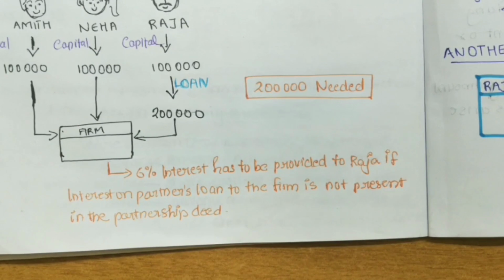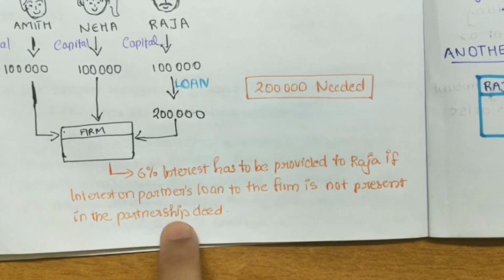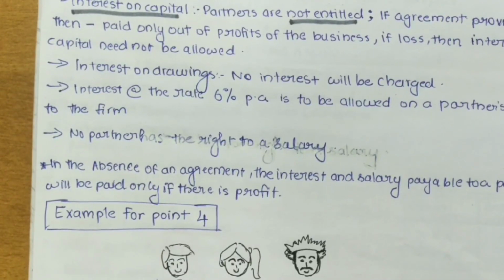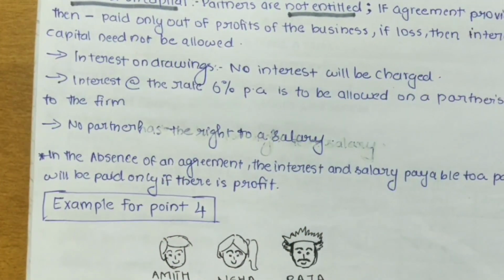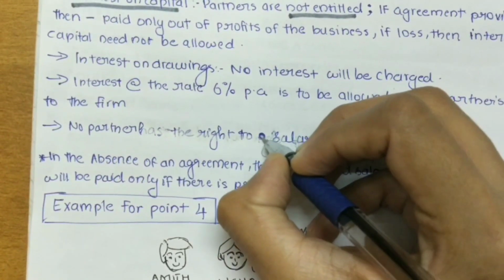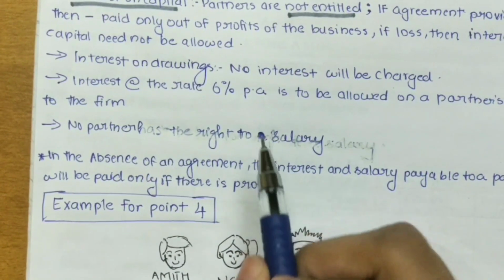6% interest has to be provided to Raja if interest on partner's loan to the firm is not present in the partnership deed. Next point is no partner has the right to salary. If the partnership deed is not saying anything about salary or remuneration to partners, then there is no right for partners to get the salary.